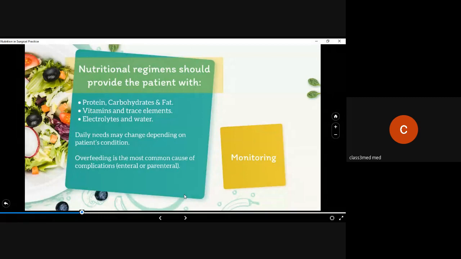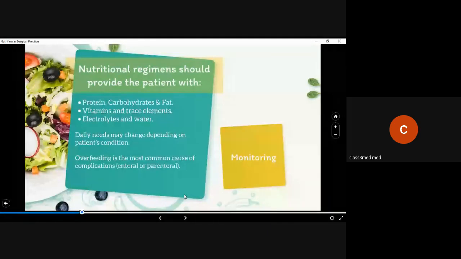Overfeeding is the most common cause of complications, enteral or parenteral. Enteral means nutritional support given through the GIT route, whether oral or by tubes connected to the GIT. This is called enteral feeding. Parenteral means injected into the veins. So overfeeding has a more dangerous effect on the patient regarding complications than underfeeding. Overfeeding is the most common cause of complications during nutritional support.